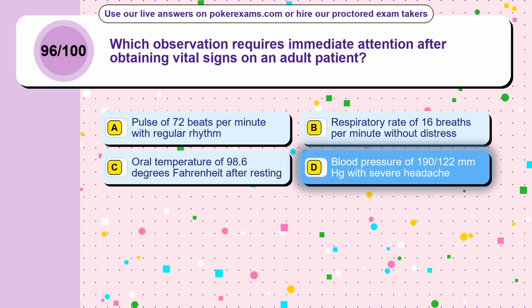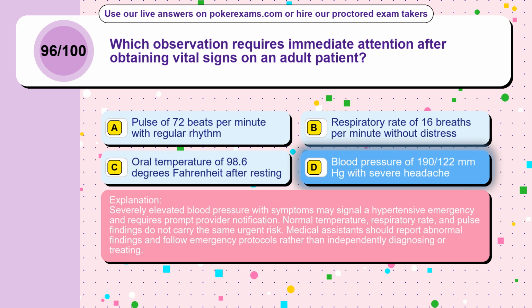The correct answer is option D, blood pressure of 190/122 mmHg with severe headache. Severely elevated blood pressure with symptoms may signal a hypertensive emergency and requires prompt provider notification. Normal temperature, respiratory rate, and pulse findings do not carry the same urgent risk. Medical assistants should report abnormal findings and follow emergency protocols rather than independently diagnosing or treating.